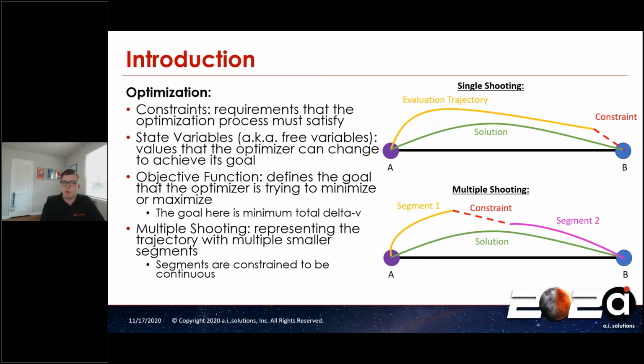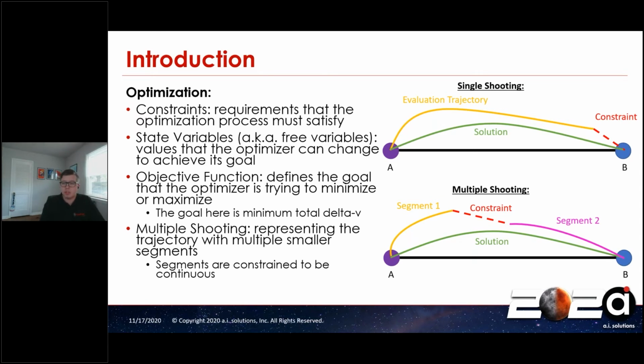You want to go from point A to point B, and you start from point A, and you constrain at point B so that your trajectory gets there. So that's shown on the top here in yellow, your evaluation trajectory, a guess of the optimizer, and then the constraint that's pulling it towards point B, and then your green solution there.